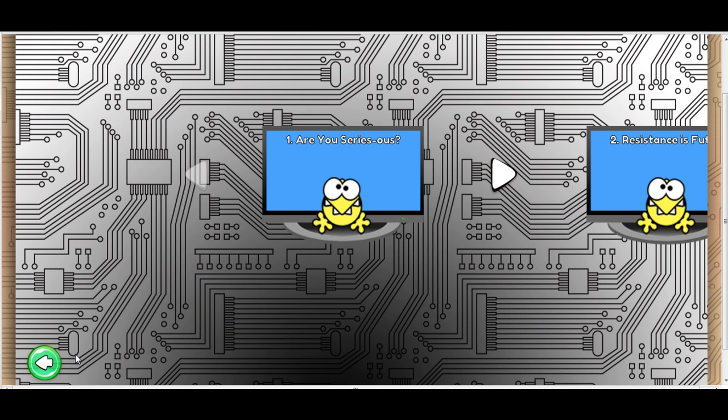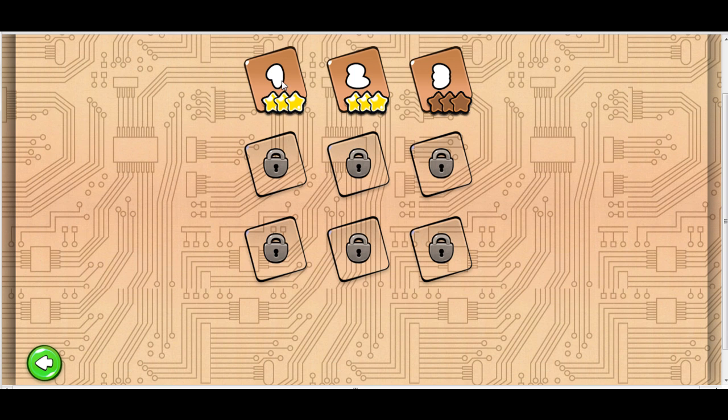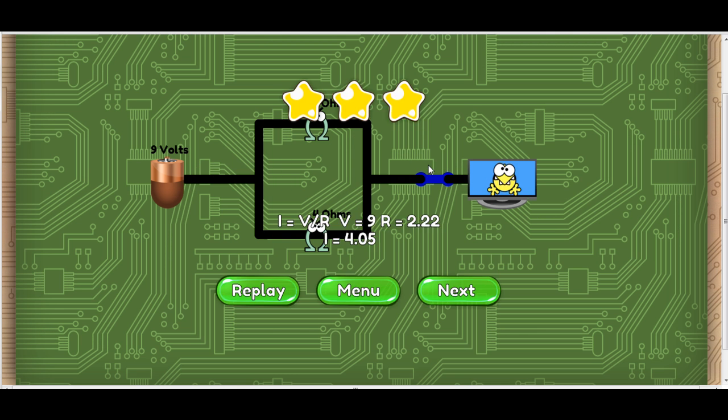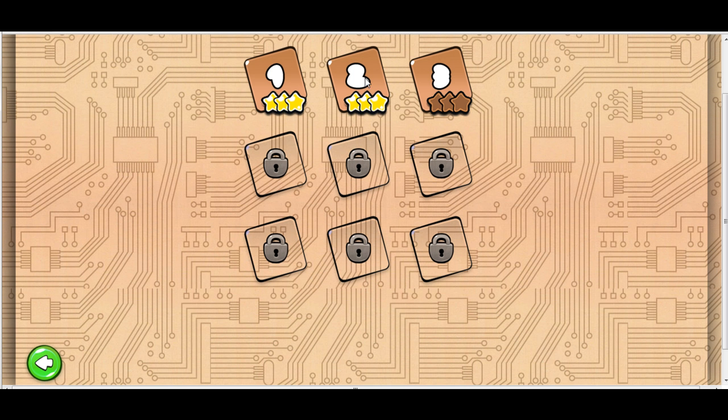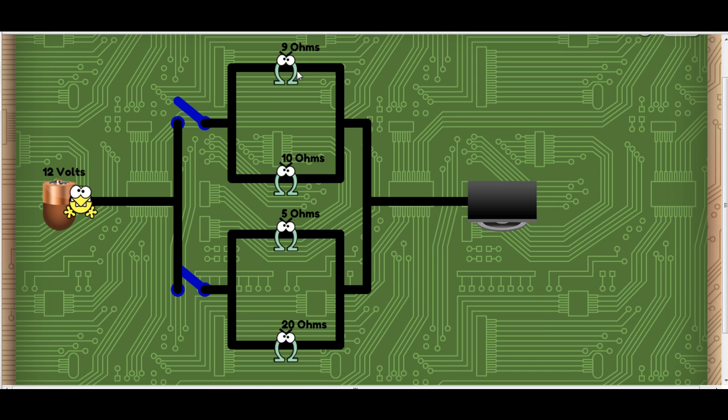The second world in this game consists of parallel circuits. Calculating resistance and current along different paths in parallel circuits is far more complex than in series circuits, so we wanted to challenge the player even more by introducing parallel circuits. Let us look at a couple of examples involving parallel circuits.